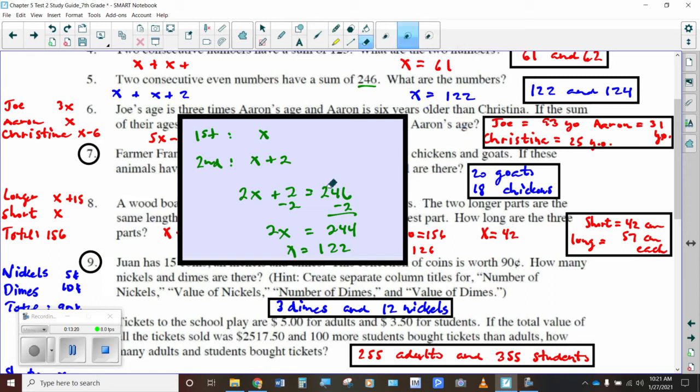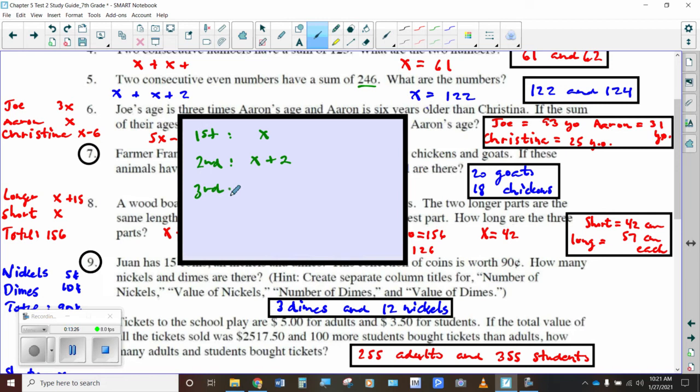Okay, so just remember, when you're taking the test, when you have 3 consecutive numbers, the third one is going to be 4 more than the original one. So you have 3x's plus 6 is going to be equal to whatever the sum of those 3 numbers is.